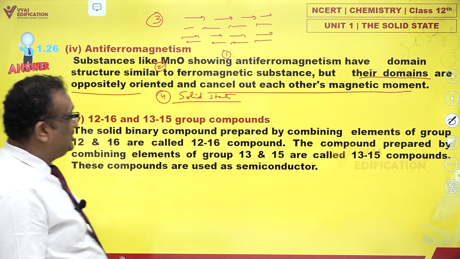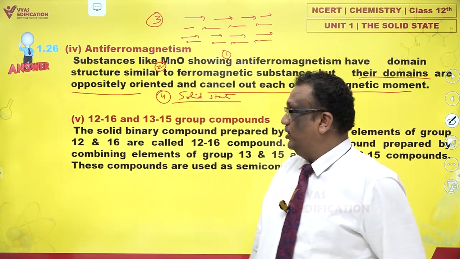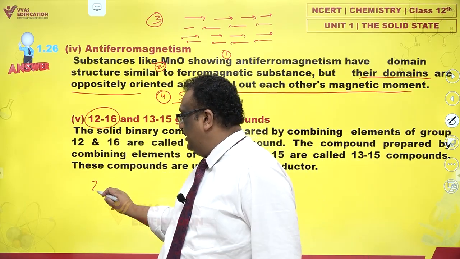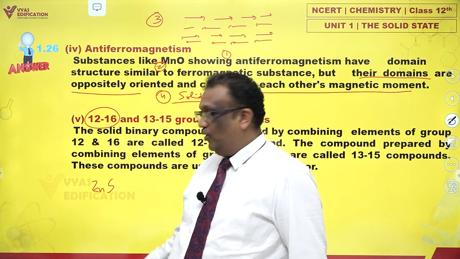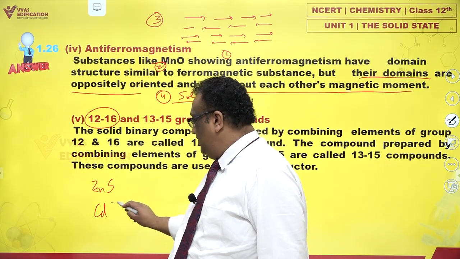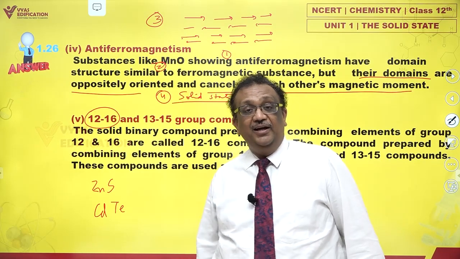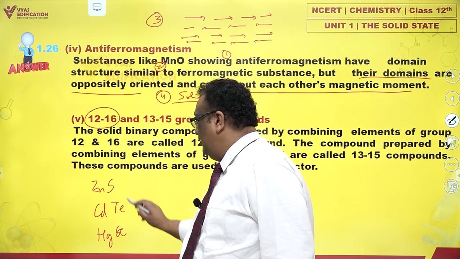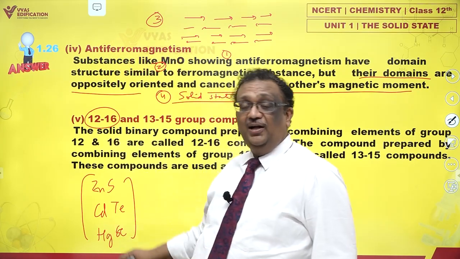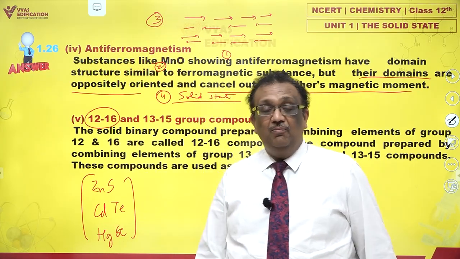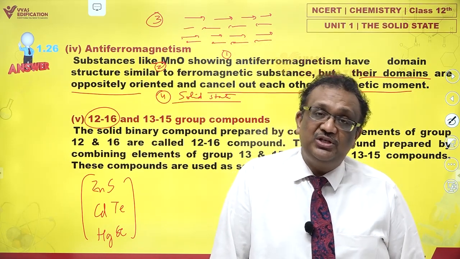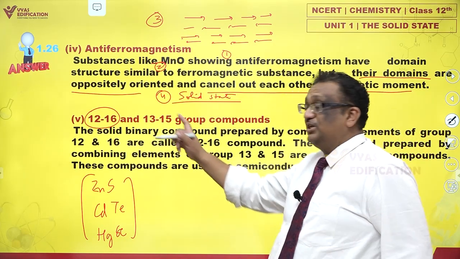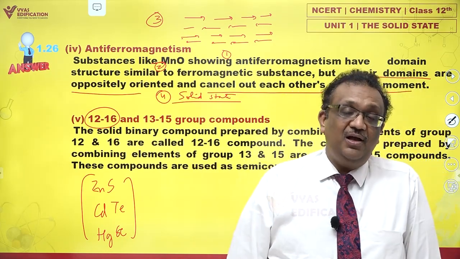Lastly, 12-16 and 13-15 group compounds. What are they? 12-16 could be something like ZnS or CdTe, zinc sulfide, cadmium telluride, mercury selenide. Lovely. One of the atoms belongs to group 12, zinc, cadmium, mercury, and the other atom belongs to group 16, oxygen, sulfur, selenium, tellurium. And these are said to be 12-16 compounds, and they can function as semiconductors.